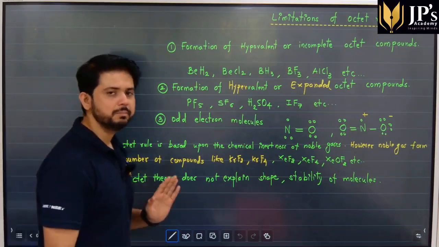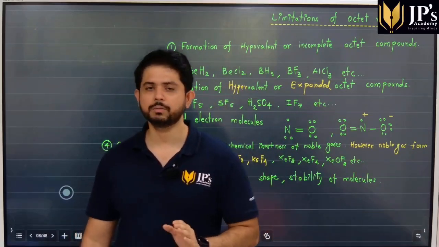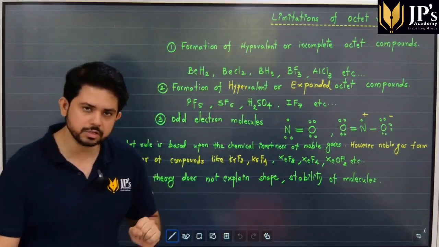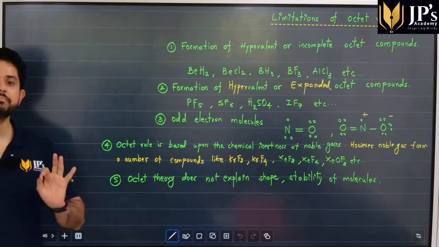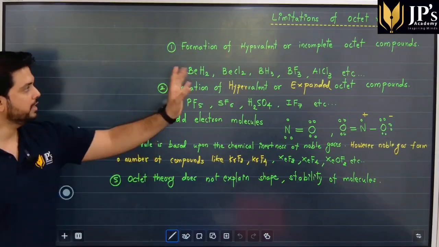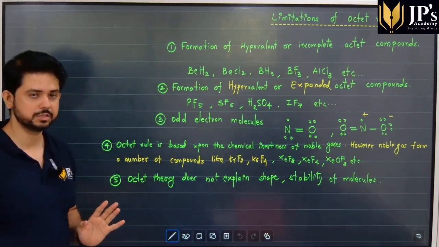Next students, we have some limitations of the octet rule. Let us understand what were the shortcomings, what were the limitations of octet rule. The first limitation, students, was hypovalent compounds or incomplete octet compounds. Octet theory couldn't explain why incomplete octet compounds are still stable.